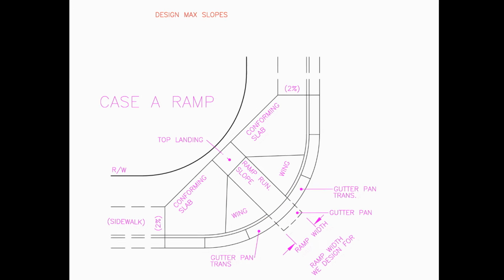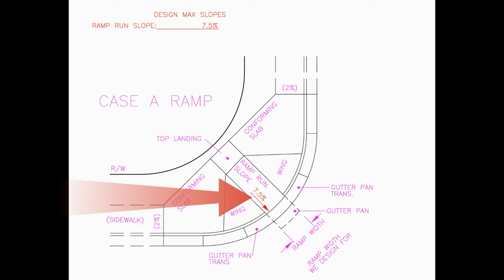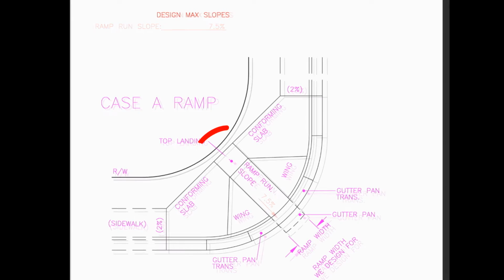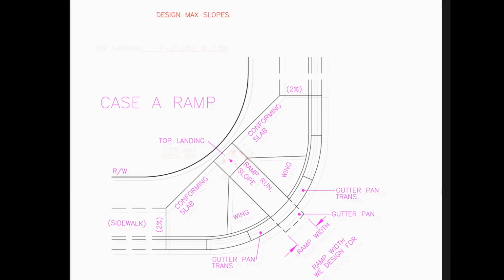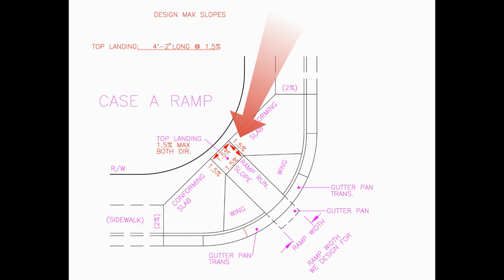The correct answer is 7.5%, and PROWAG has a minimum running slope of 5%. What is the maximum top landing grade and minimum length? The correct answer is 1.5% in either direction with a 4 feet 2 inches long landing, 5 feet minimum if you have a block wall or other obstruction.